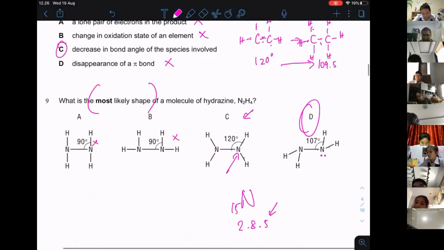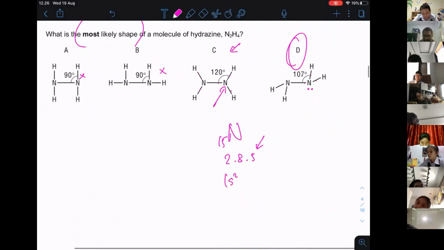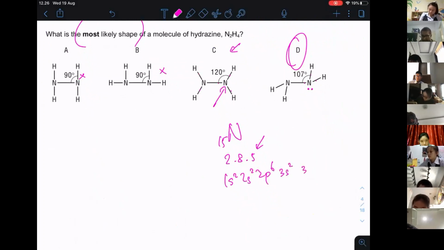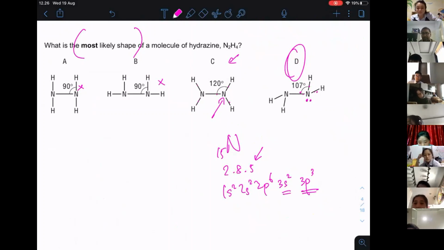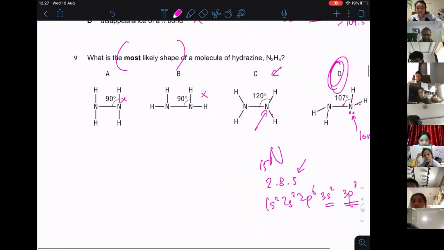So the nitrogen, 1s2, 2s2, 2p6, 3s2, 3p3. So 3p3, 1, 2, 3, but do remember these 3s2, they will exist here. So this one is the lone pair. So the answer is D.